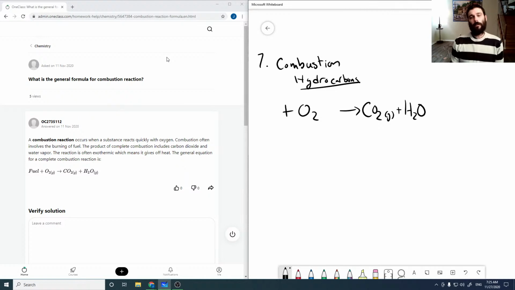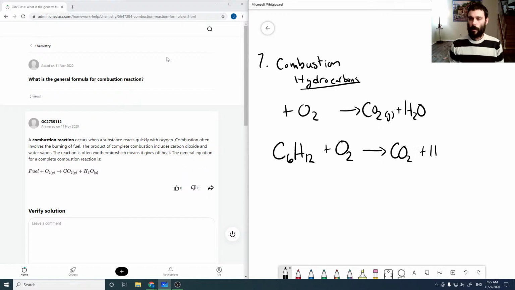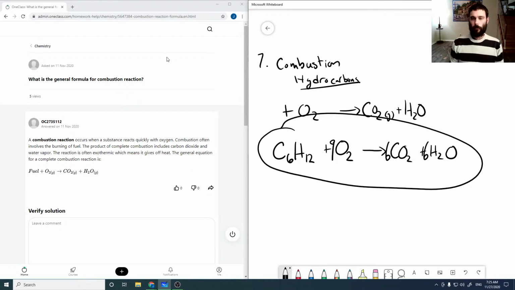So just for an example of this, if we want to know what happens when we burn C6H12, then we would add oxygen and yield CO2 plus water. And so to balance it, all we need to do is just look at our carbon and hydrogens. So we need 6 of these. We need 6 of these. And then we've got 12 plus 18 oxygens. So we need 9 of these. And then there's our balanced combustion for C6H12.